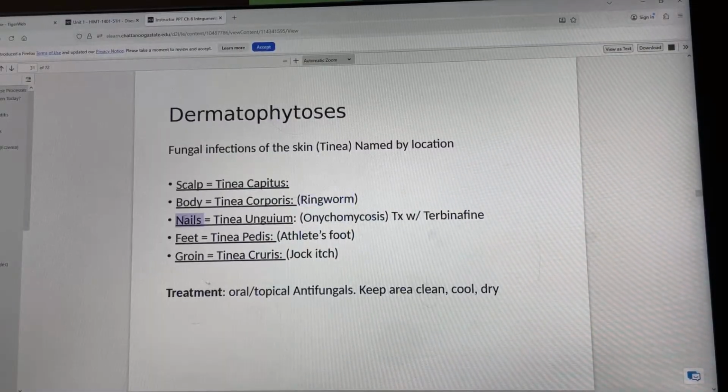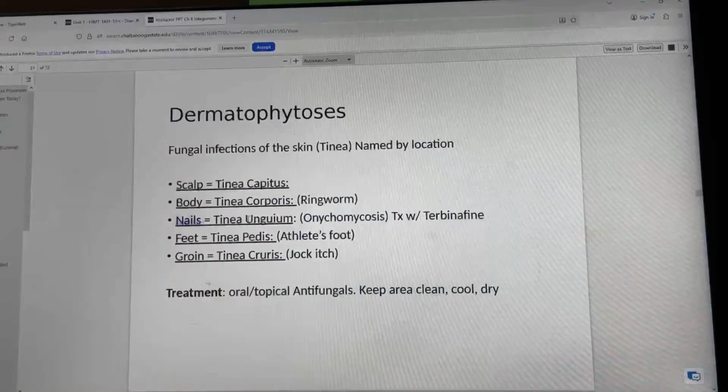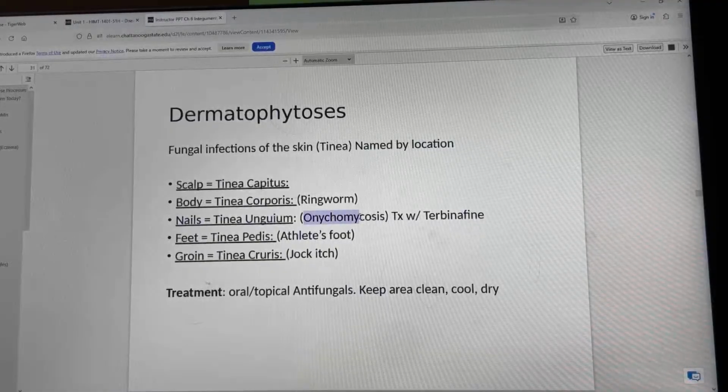On the nails, if you have the tinea there, it's called tinea unguium. I don't have a cute way to remember that one. I don't know what unguium means. The other term for this that you might hear is onychomycosis.